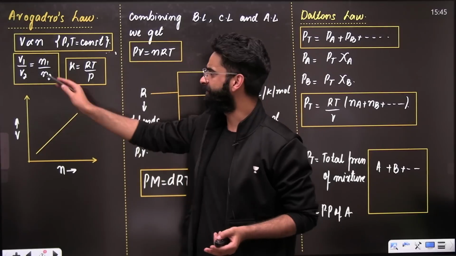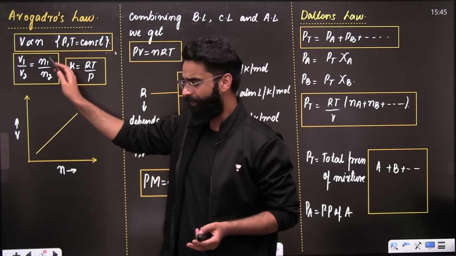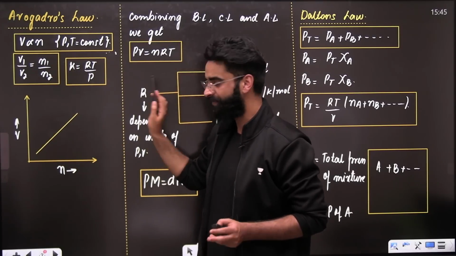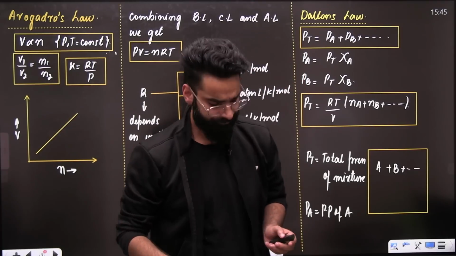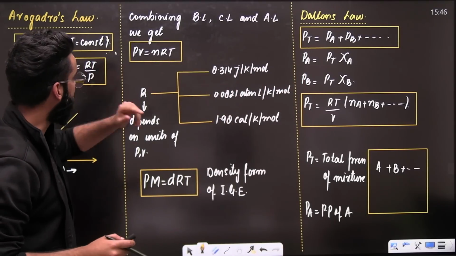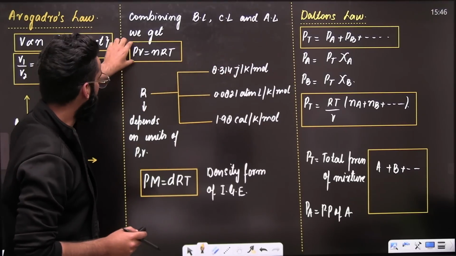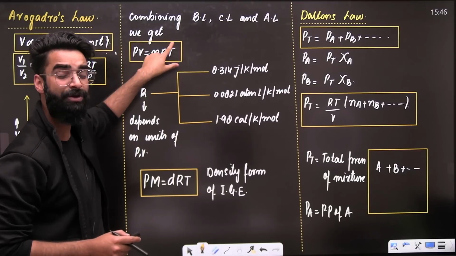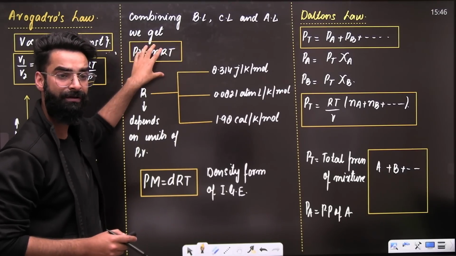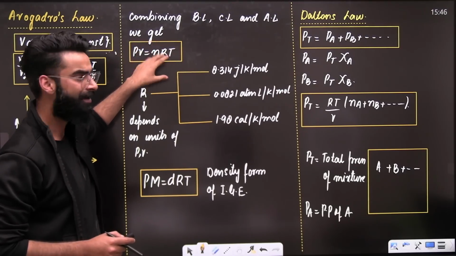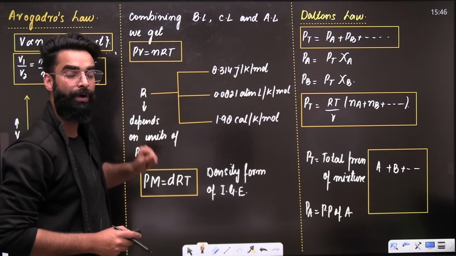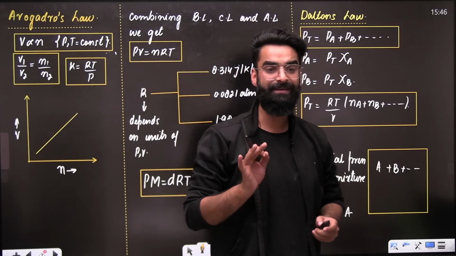And similarly, since volume is directly proportional to moles, if you want to plot a graph, it's going to be a straight line like this. Now, if you combine Boyle's law, Charles' law and Avogadro's law, you will get one particular equation that gives the combined effect of all the gas equations. And this particular equation is something which you call the ideal gas equation.